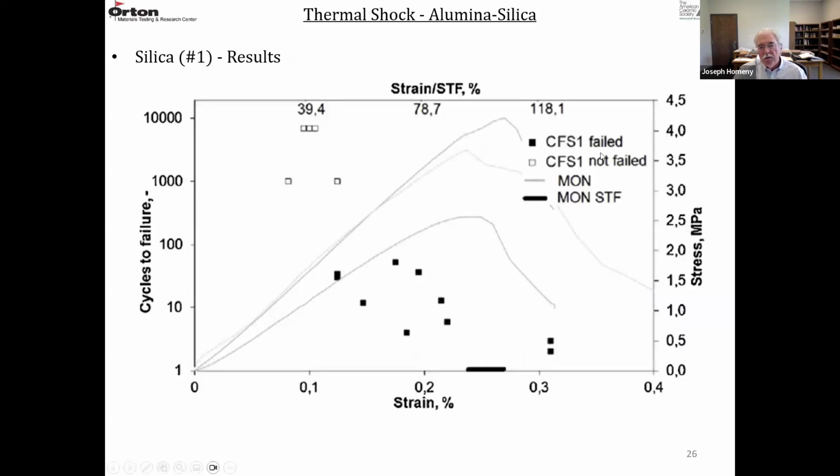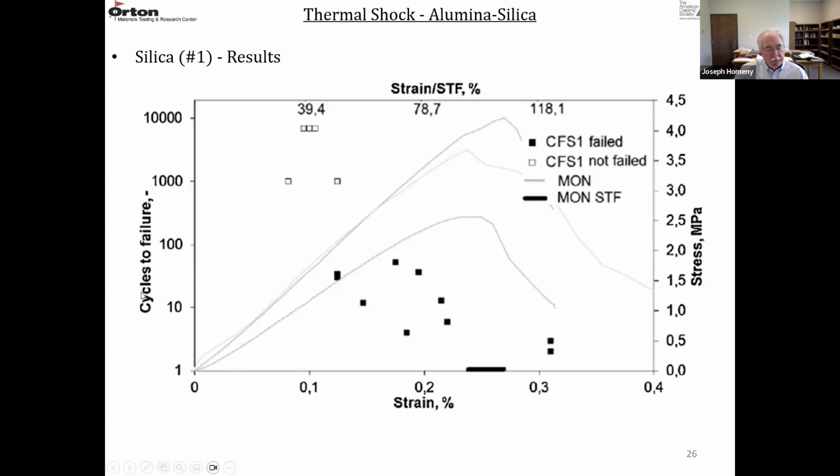And then the crystallized fused silica samples. If you look at the stress strain curve here, you can see it deviated quite a bit from linear. It was not an abrupt failure. You have this gradual failure. This is a much better stress strain profile for a thermal shock resistant material.